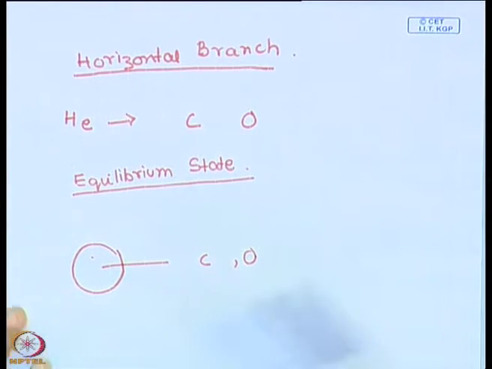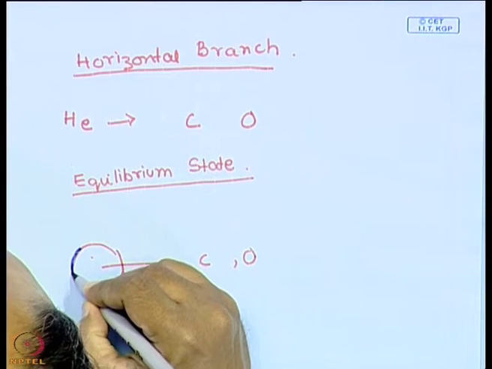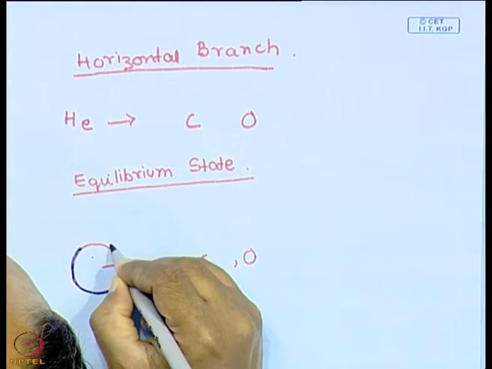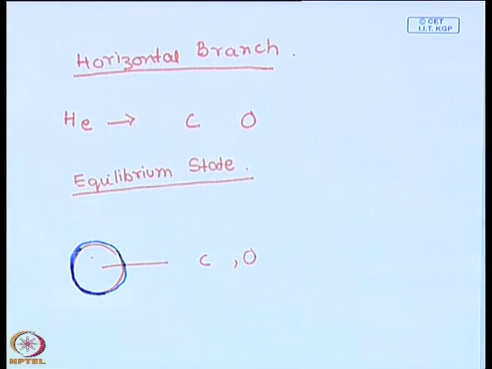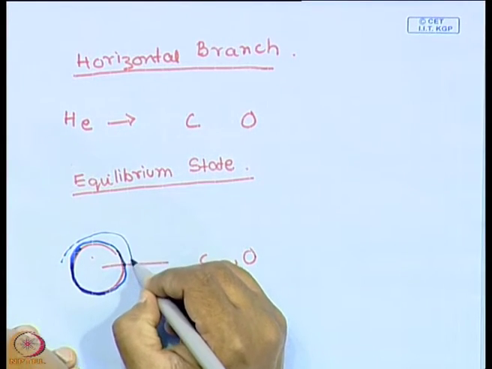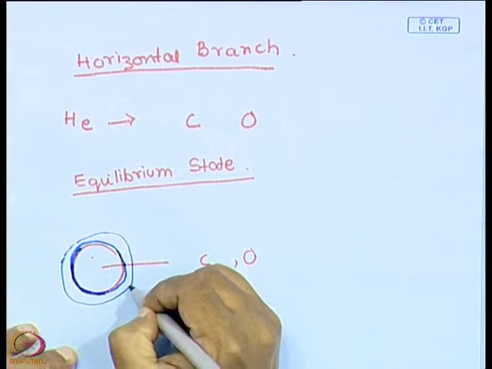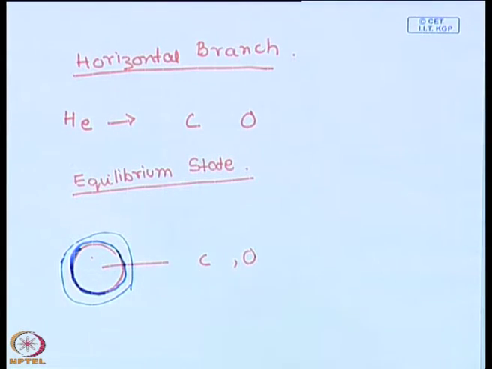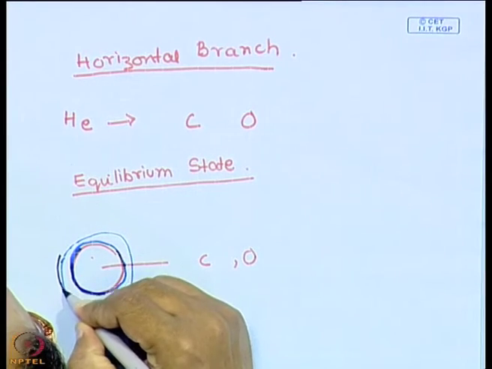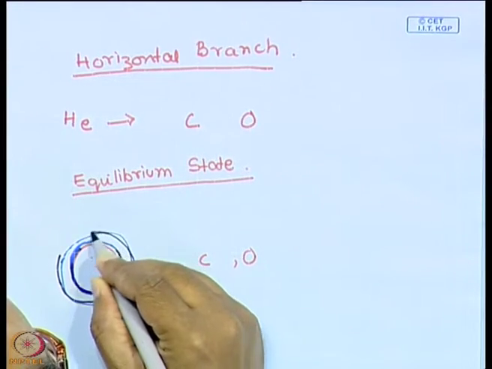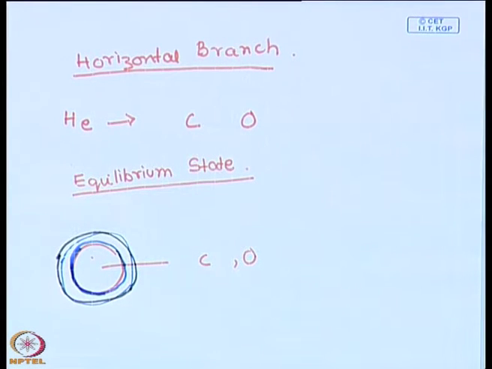Outside this core, you have a shell where helium burning is still going on, and beyond this you have a shell of helium, and beyond that you have a shell where hydrogen burning is still going on. This is the structure of the core of the star, and outside that you possibly still have hydrogen left. So this is what happens at the end of the horizontal branch.